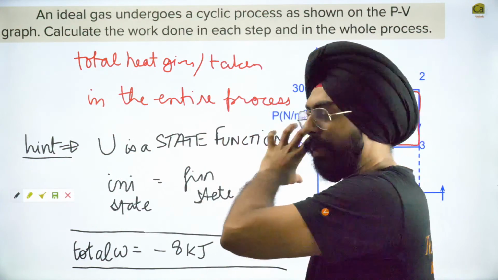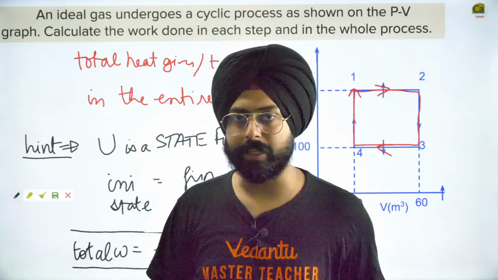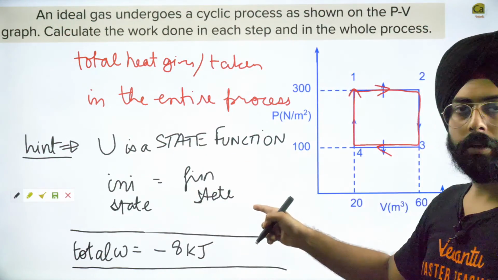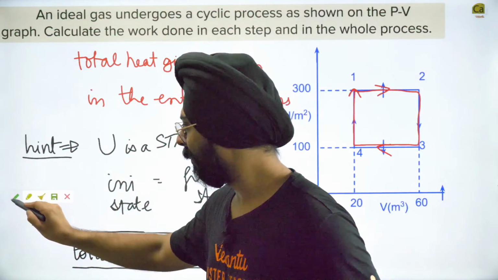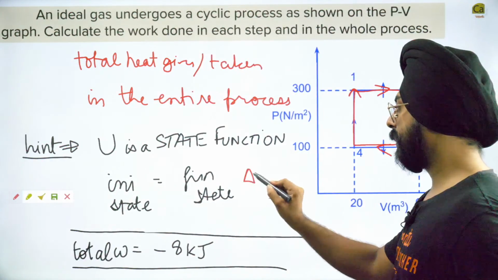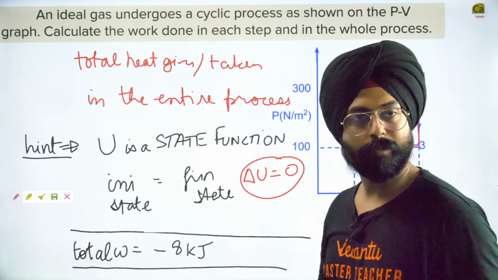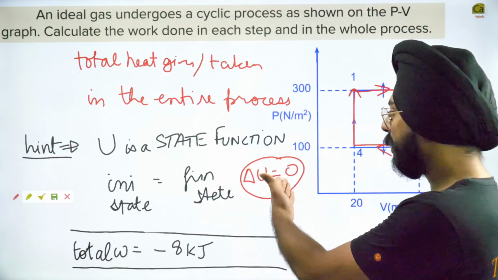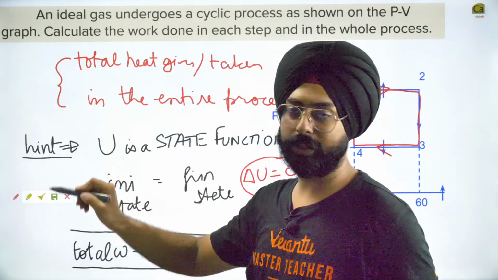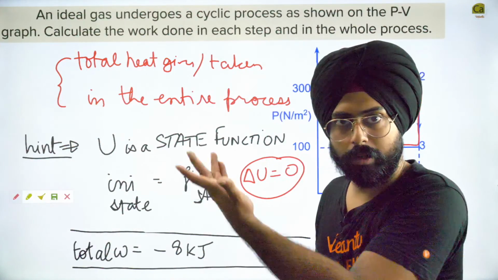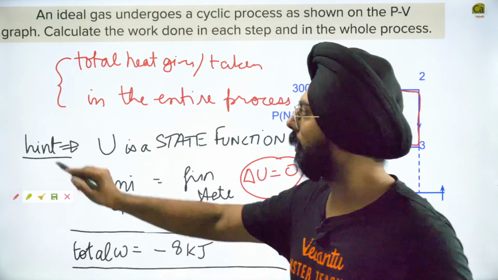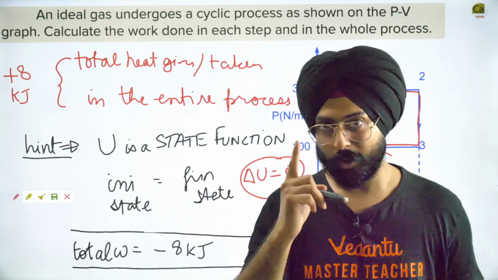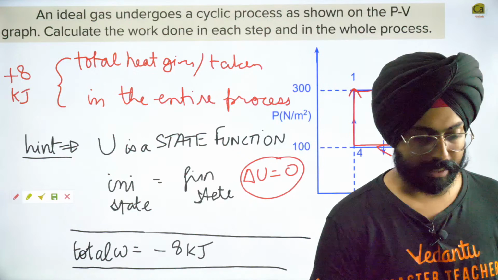This is a fact that you can remember. Internal energy is a state function. I'll tell you how to imagine it, how to make sense of it. So since internal energy is a state function, and you are coming back to the same state, delta U is equal to 0. So since delta U is equal to 0, the heat given in the process is the negative of work done. Total work done is minus 8, so total heat given will be plus 8. This comes out to be plus 8 kilojoules. As simple as that. The thing you have to remember is that internal energy is a state function.